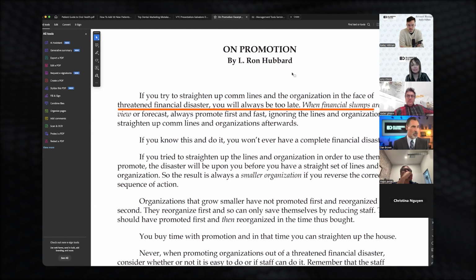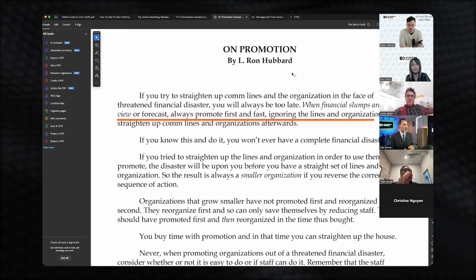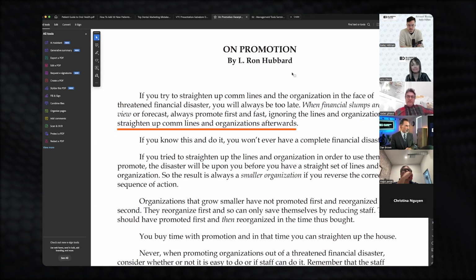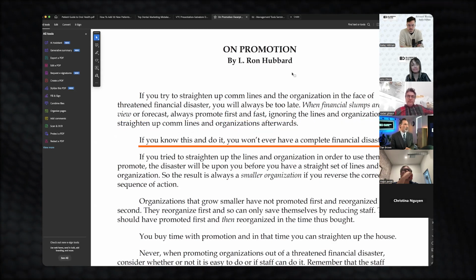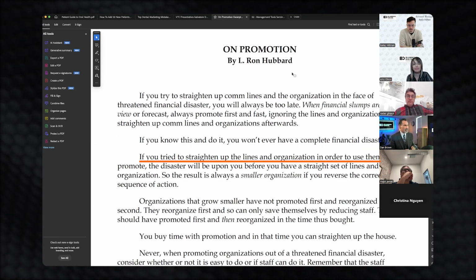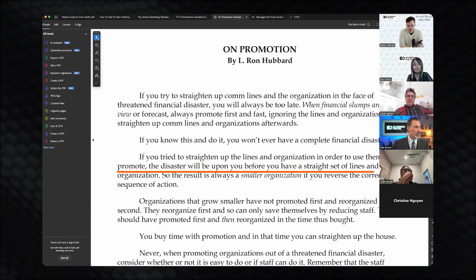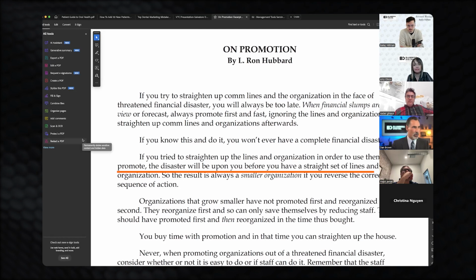When financial slumps are in view or forecast, always promote first and fast, ignoring the lines in organizations, and straighten up comm lines in organizations afterward. If you know this and do it, you won't ever have a complete financial disaster. If you tried to straighten up the lines in the organization in order to use them to promote, the disaster will be upon you before you have a straight set of lines in an organization.